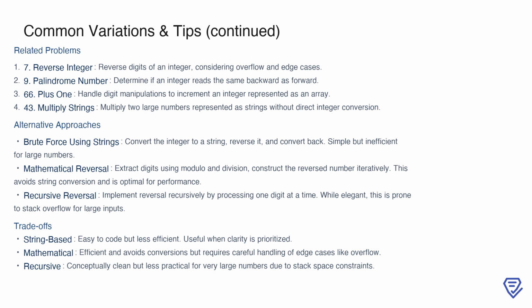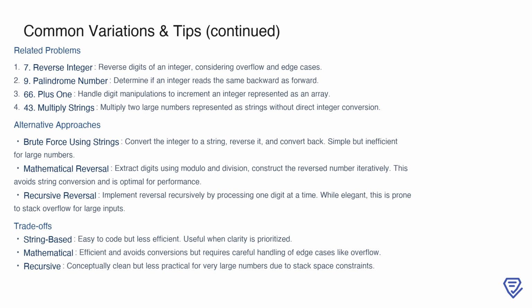As for alternative approaches, a brute force solution using strings involves converting the integer to a string, reversing it, and converting it back. While this is easy to implement, it's inefficient for larger numbers. A more optimal method is mathematical reversal, which uses modulo and division to iteratively extract digits and build the reversed number without any string conversions. This approach is fast and avoids unnecessary overhead.